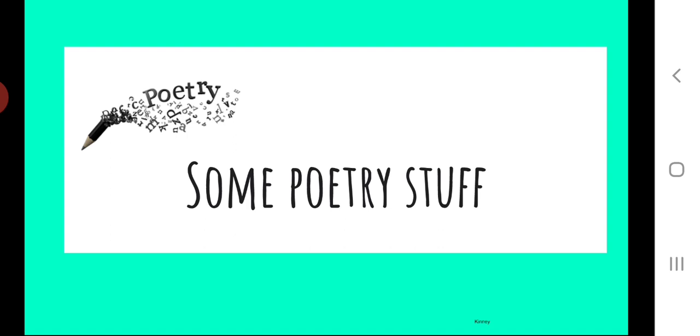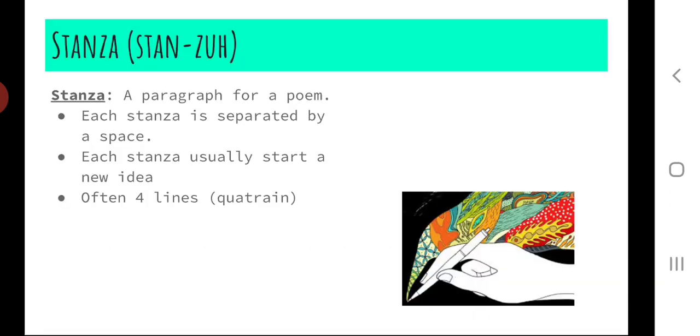Here is another little mini lesson from Kenny on some poetry information. Now, the first piece of information is a stanza. And all a stanza is, it's a type of paragraph for a poem.